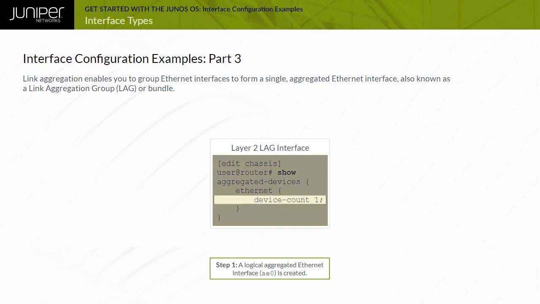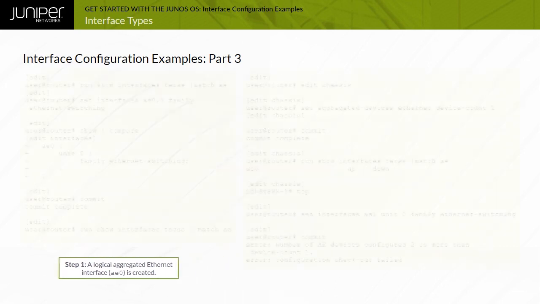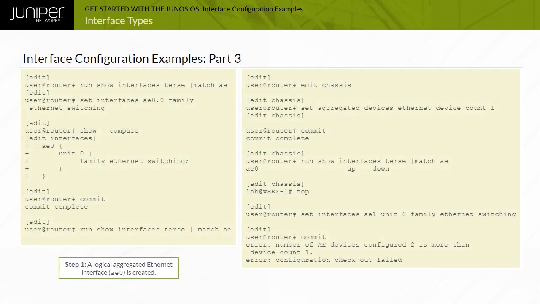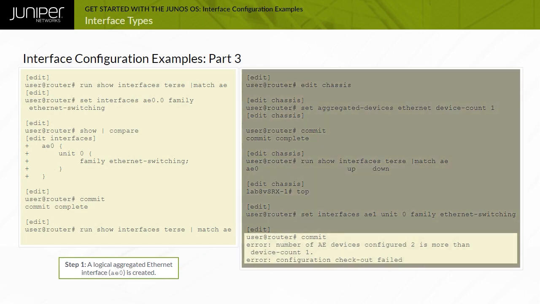With a device count value of 1, the system creates only one aggregate interface, AE0. If you attempt to create an additional aggregate interface, for example AE1, a commit error is shown. An illustration of this behavior is displayed in this example.